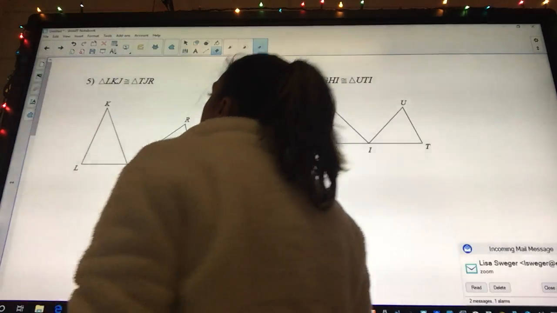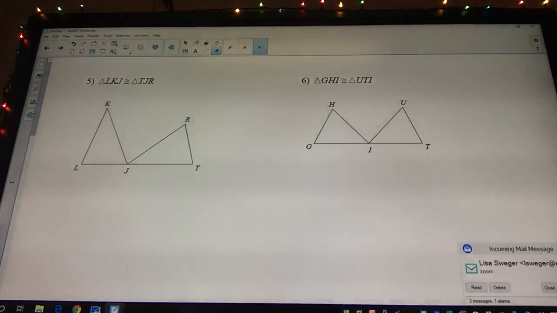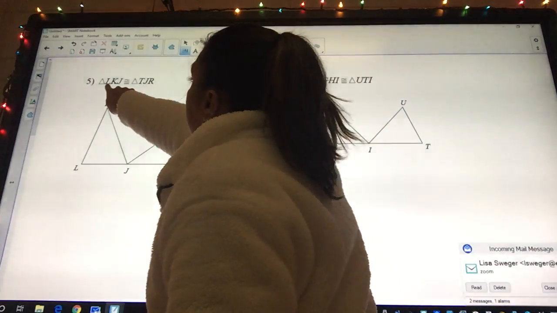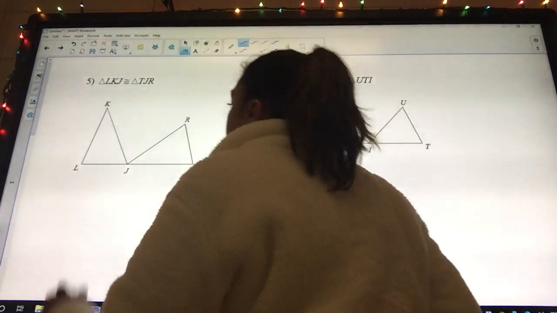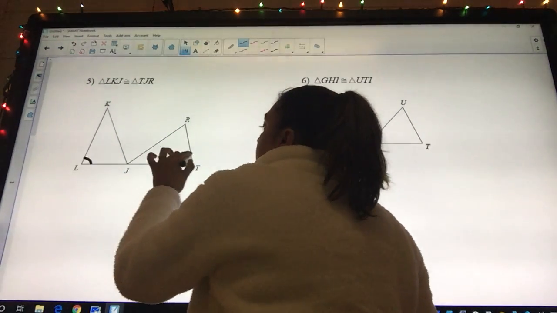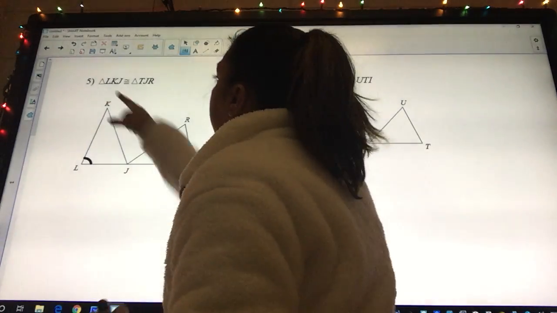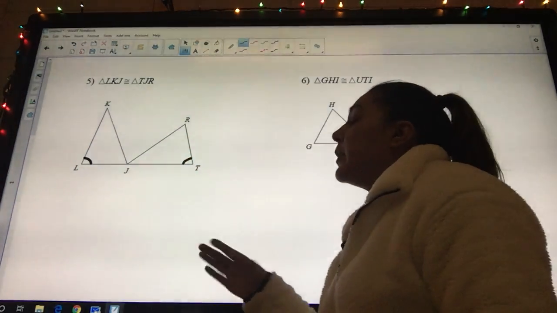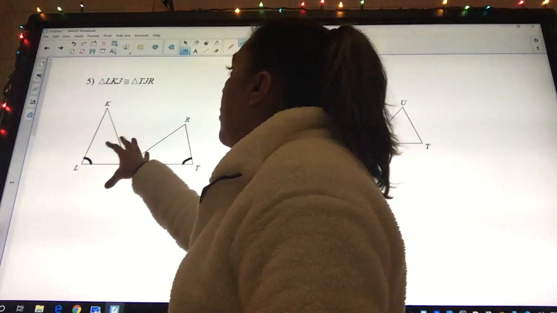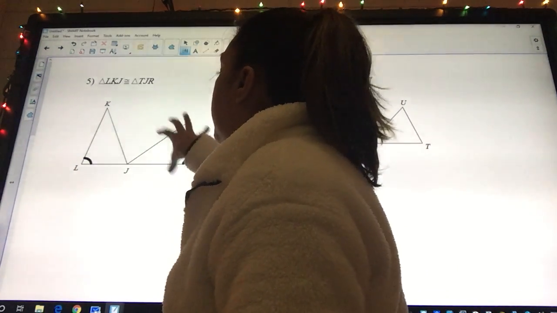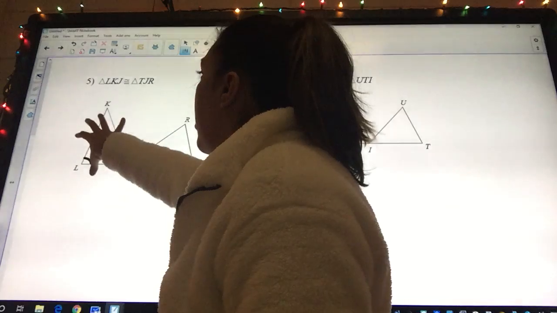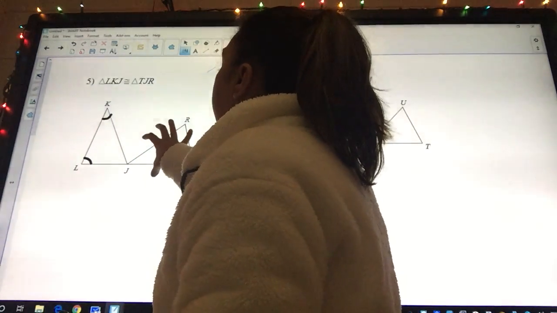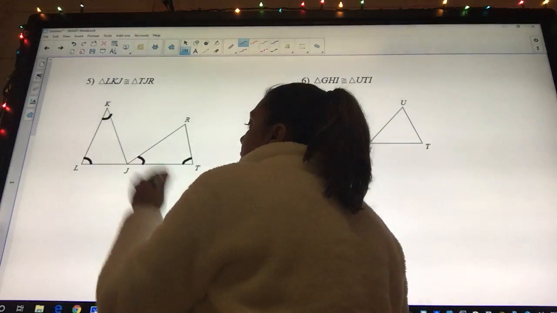Okay, look at 5. We're going to do the angles first. By looking at them, I can tell that L goes to T. K goes to J. You need to be careful about this because there's a J on both sides. So we have this first triangle and this second triangle. In the first triangle, K goes to J in the second triangle, so that's got to be this one.